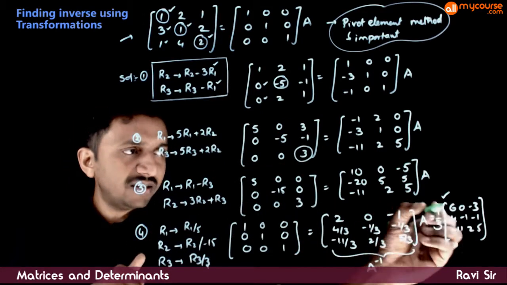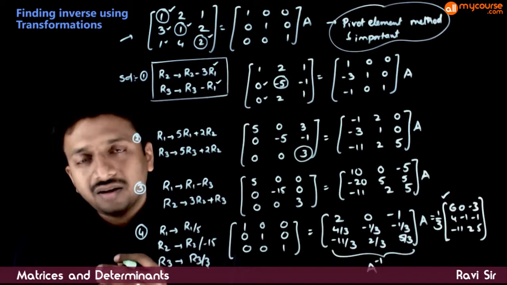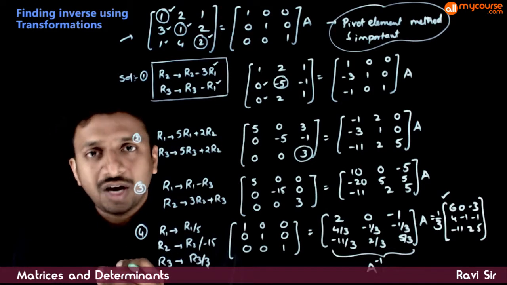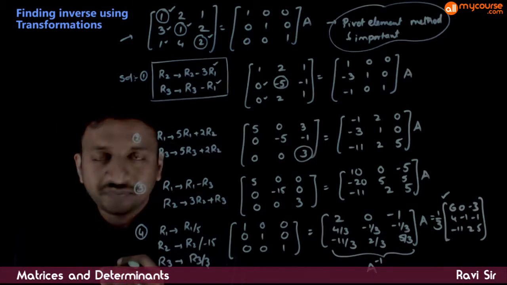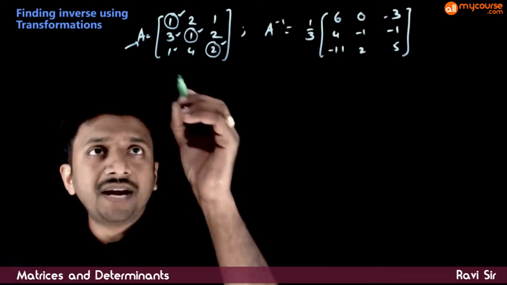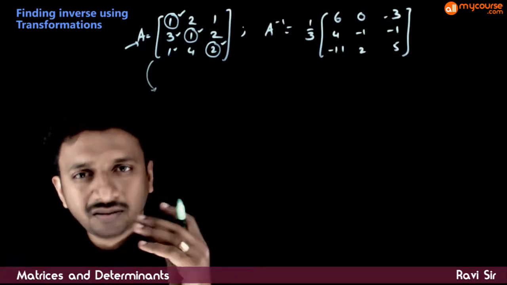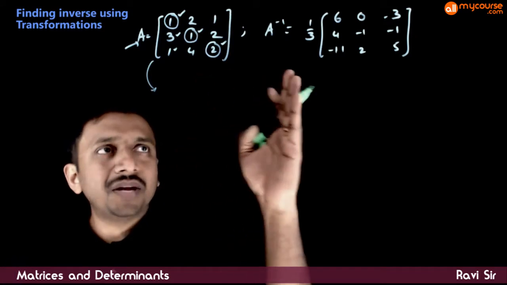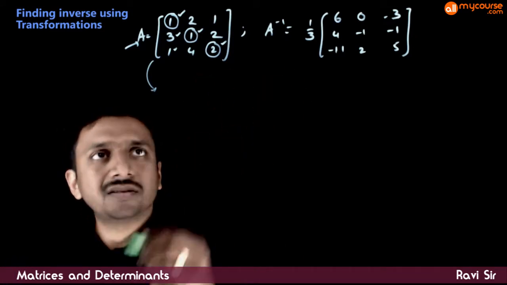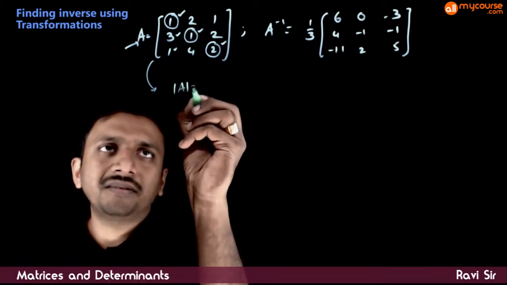And you can check whether this is right using your adjoint method. So let us do the same. Now let us try to find the inverse using the adjoint method and see whether you get the same answer or not. So first let us find det A.